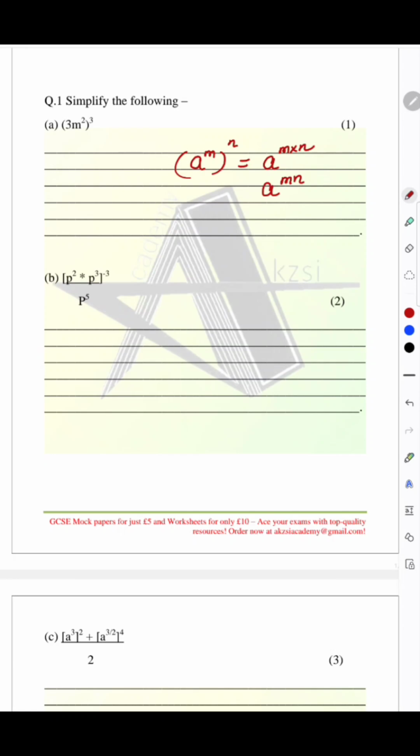If there is one more power, a to the power of m, whole to the power of n, and let's say l, again you have to do the same thing. You just write the base number as it is and multiply all the powers. So this will be your answer. The next rule deals with negatives.